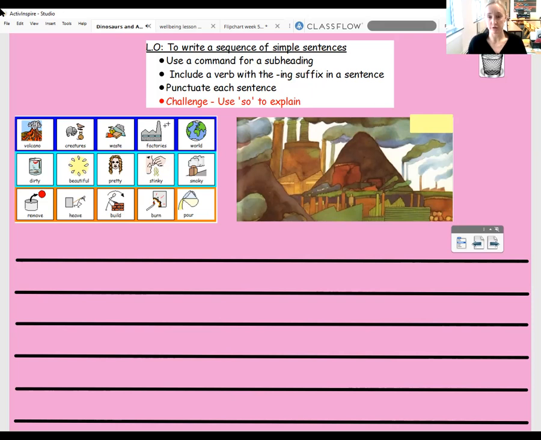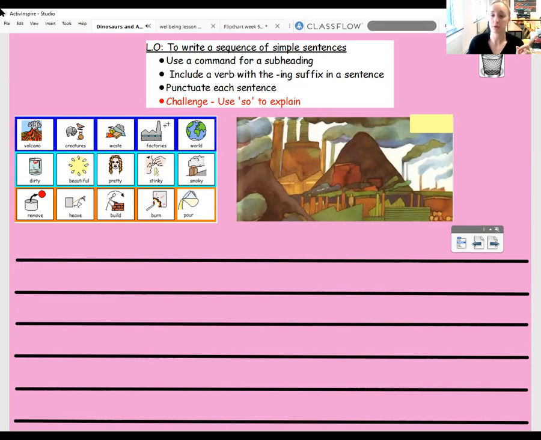So we need to make sure that we've got our subheading. Can you remember what a subheading is? Just have a little think, because we have explored this over the past few weeks when we looked at non-fiction texts. Yes, a subheading is a mini title and it tells us what the information underneath is about. So we need to make sure that we're including a subheading today. And we're actually going to make sure that our subheading is a command.